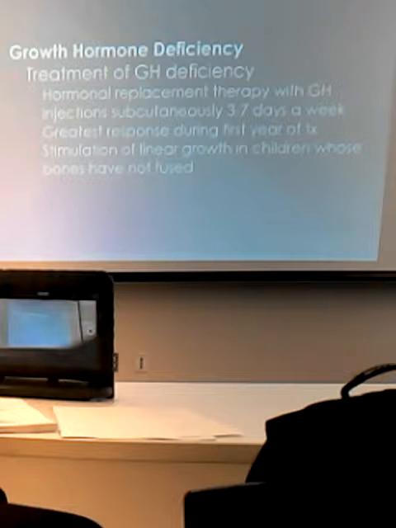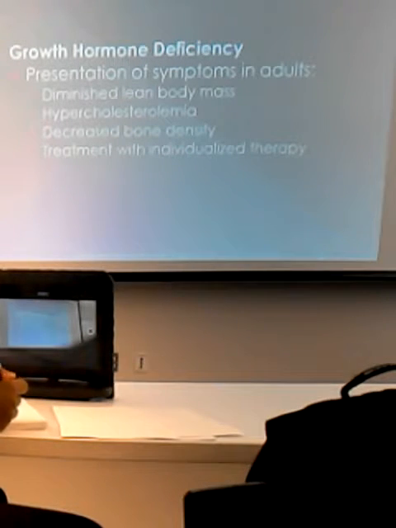Okay. Now, here's the deal. You also need the thyroid to be functioning perfectly well, because you can give all the growth hormone in the world. If the thyroid gland isn't doing its job, then the growth hormone doesn't have its synergist working. Make sense? Okay.